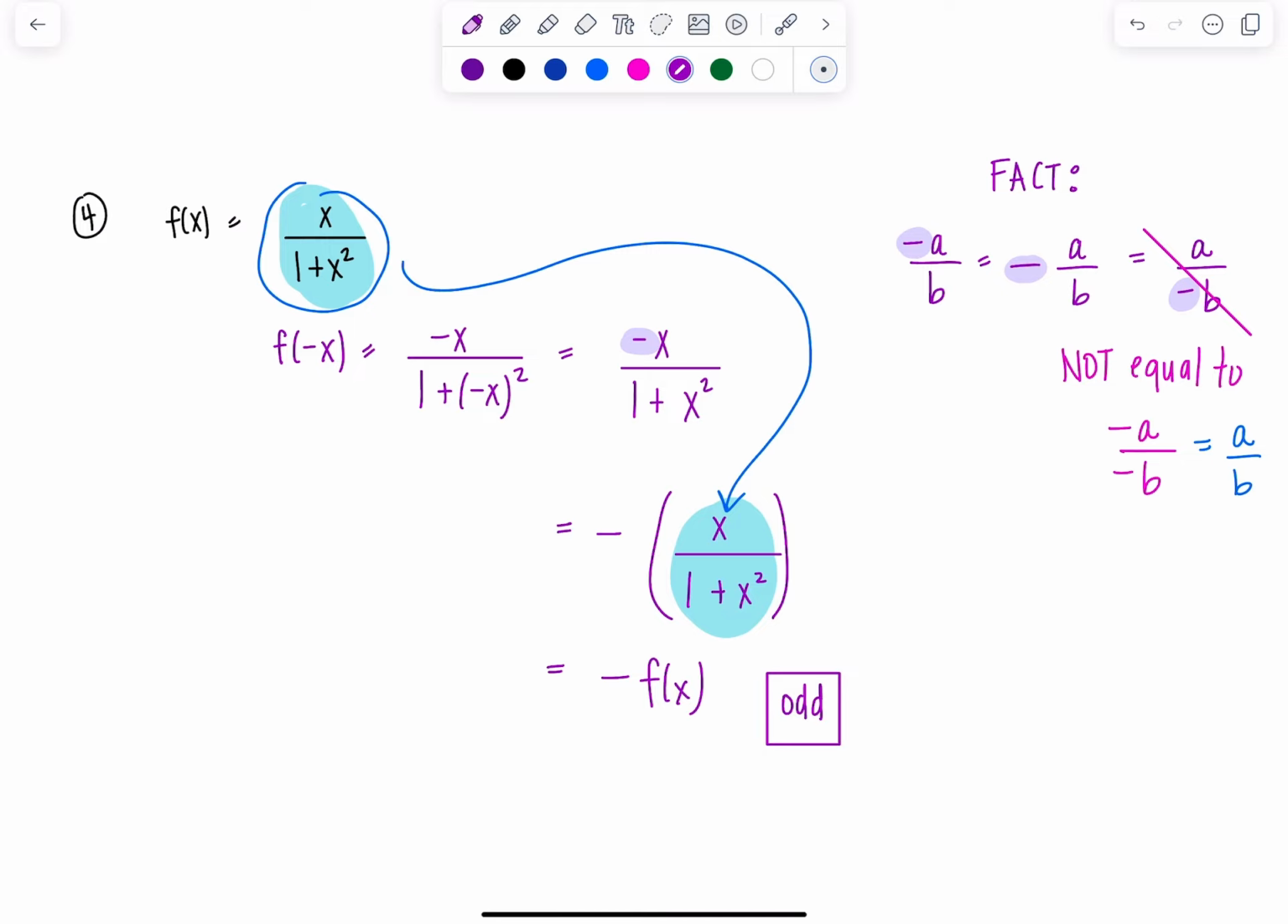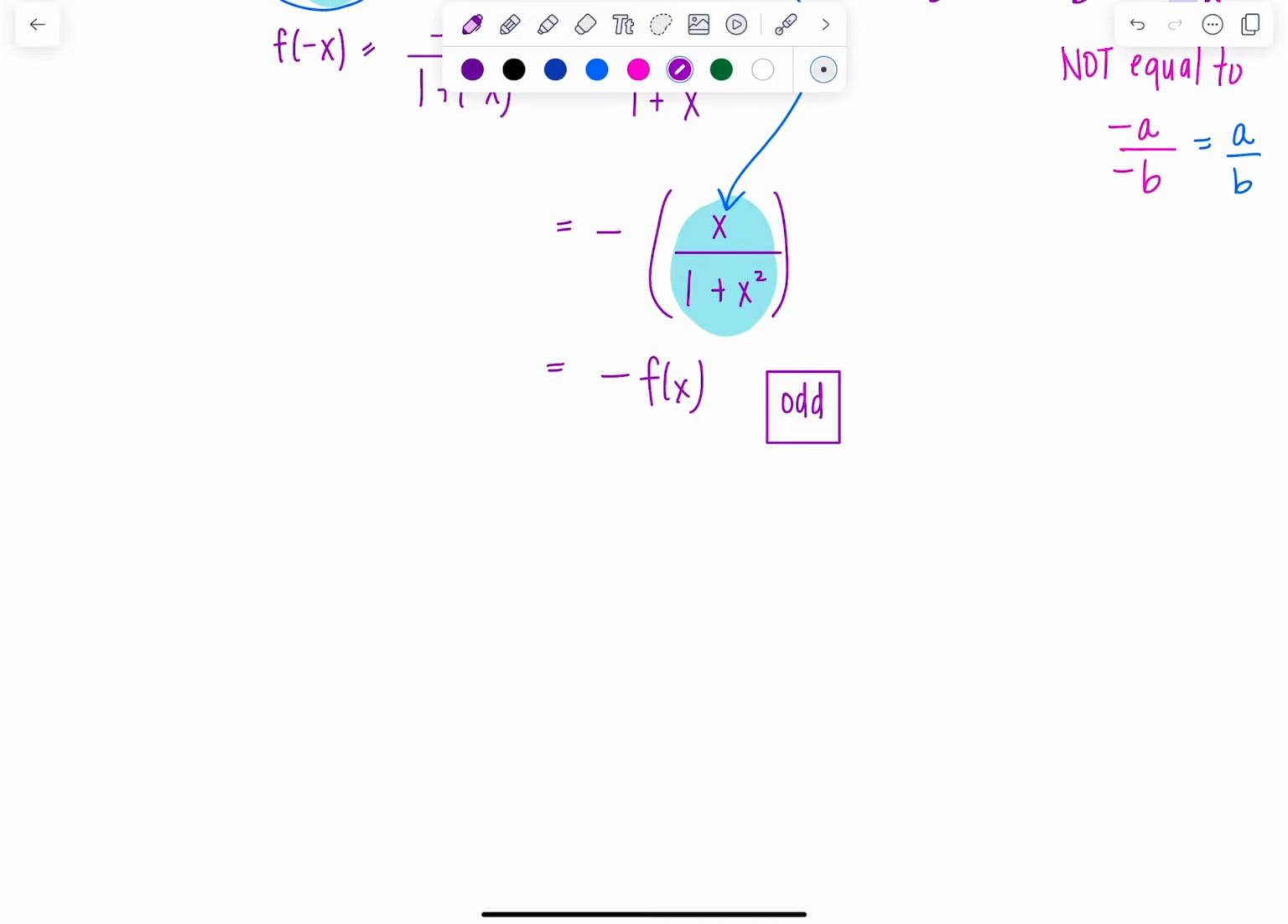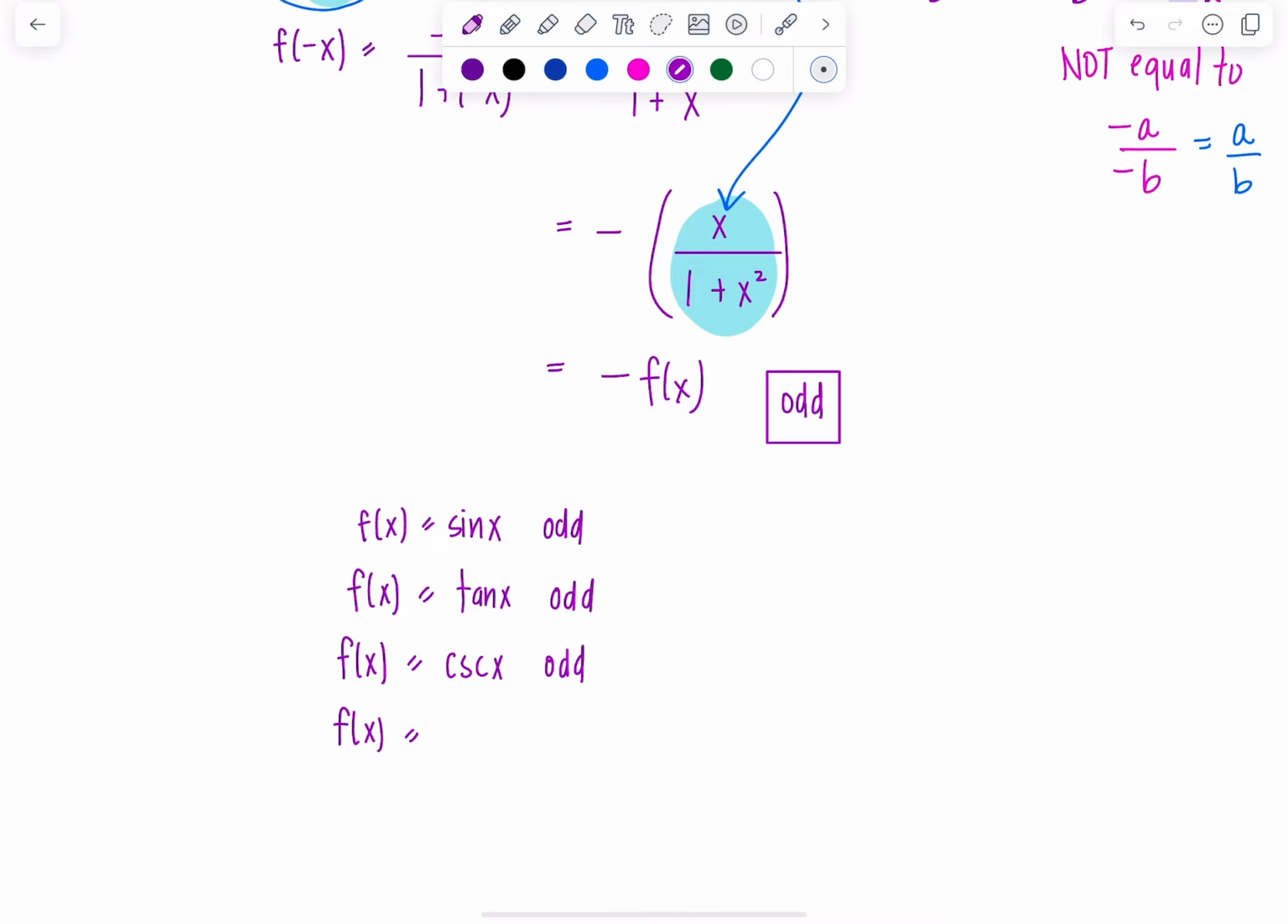Okay, very good. Later, you'll learn trigonometric functions, but just in case you wanted to know, f of x equals sine of x, that's odd. f of x equals tangent x, that's also odd. f of x equals cosecant x is odd. f of x equals cotangent x is odd. The only even trig functions are cosine x and its reciprocal function secant x.